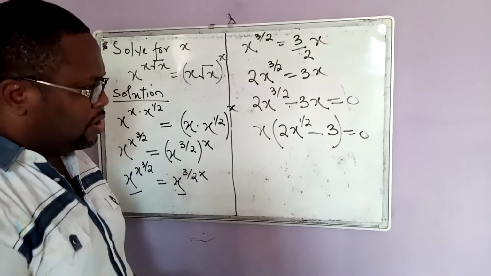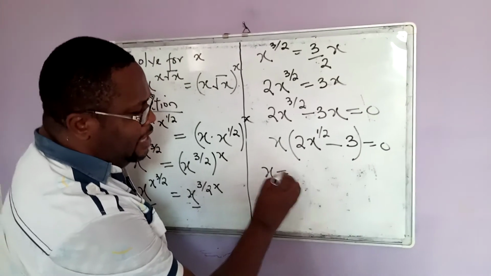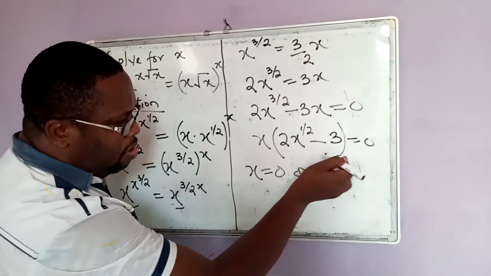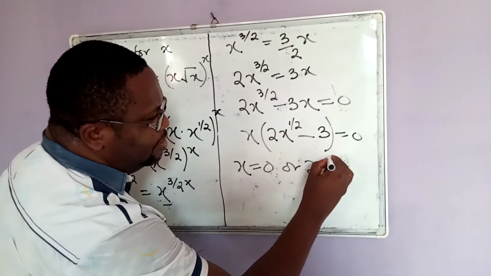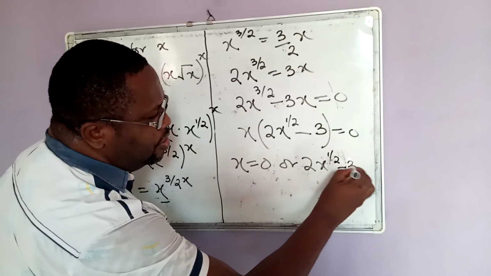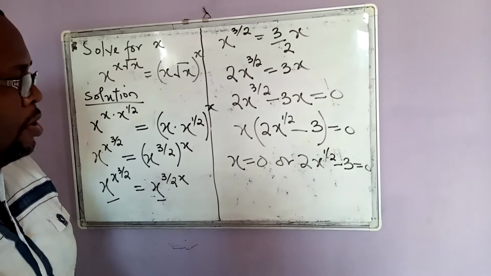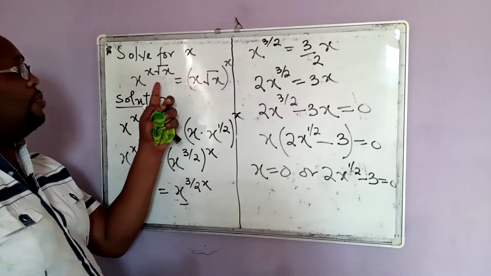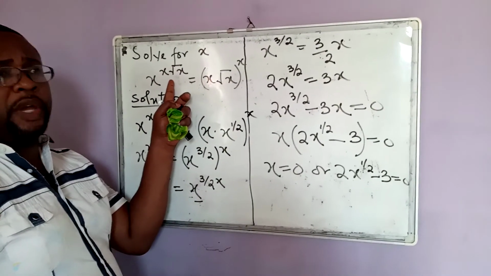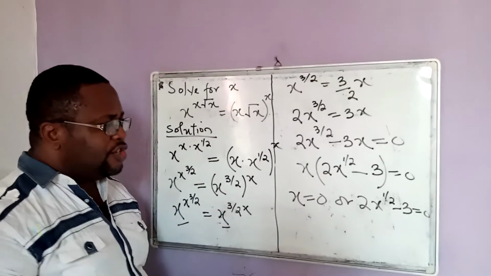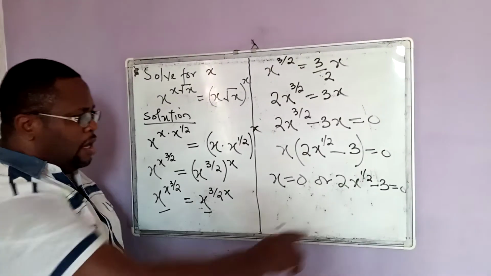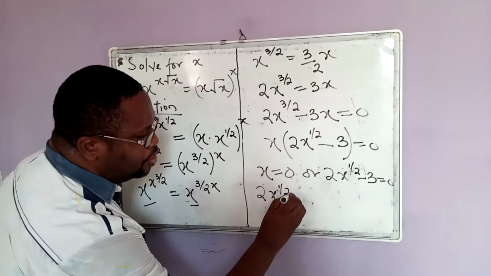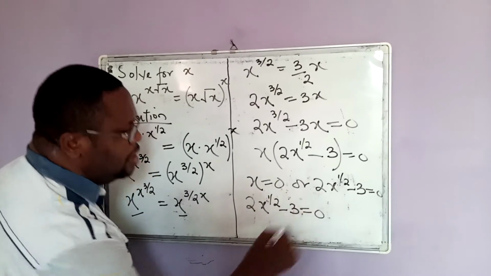So two situations arise. Either x equals 0, or 2x to the power 1 over 2 minus 3 equals 0. So we have already gotten a solution, x equals 0, but x equal to 0 is not a solution to this equation, because x equals 0 would give us what we call an indeterminate form. So we simply discard that solution. Let us focus on this and see what we get from it: 2x to the power 1 over 2 minus 3 equals 0.